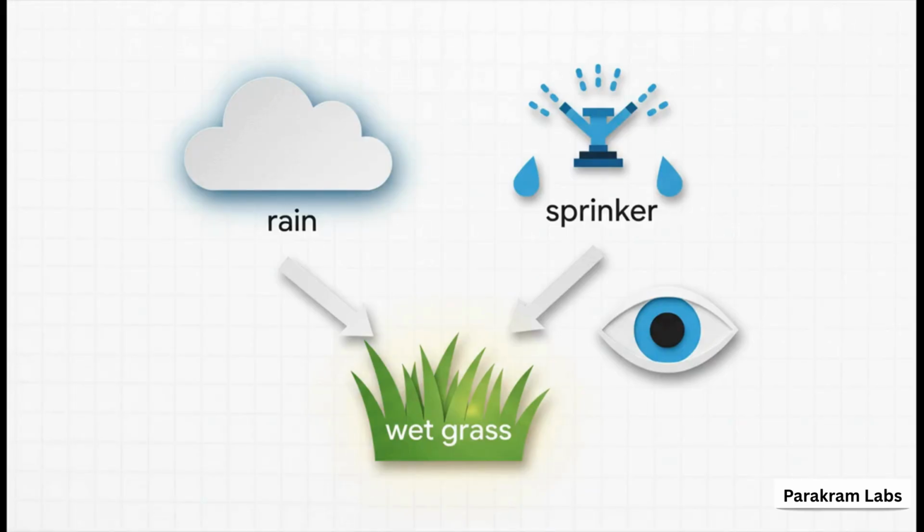And the go-to tool for this kind of thinking is the Bayesian network. You can think of these networks as maps of cause and effect. They let an agent understand things like, okay, rain can cause wet grass, but a sprinkler can also cause wet grass. And what's really cool is they let the agent reason backwards. If it sees the grass is wet, it can update its belief about whether it just rained.